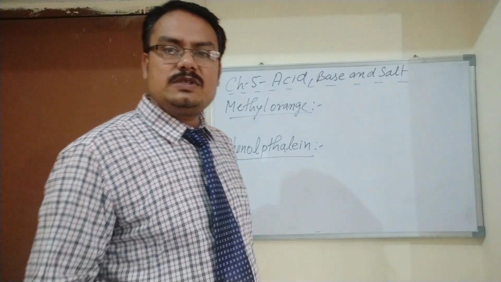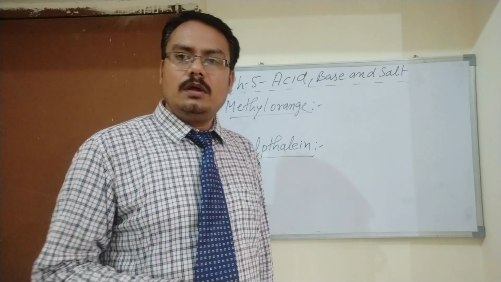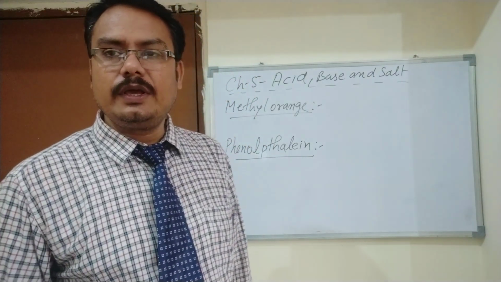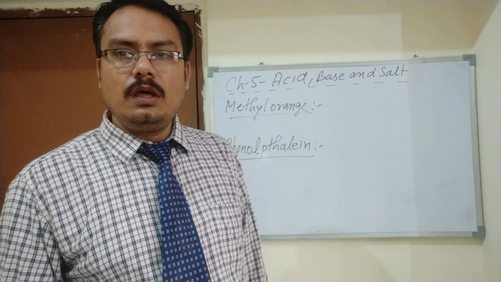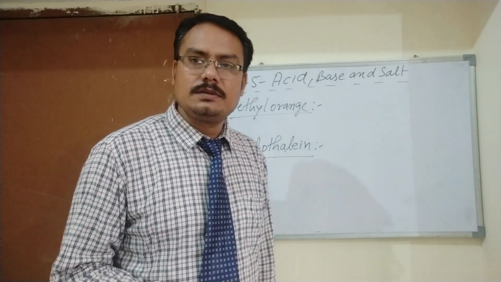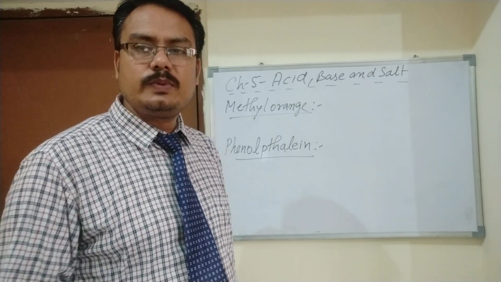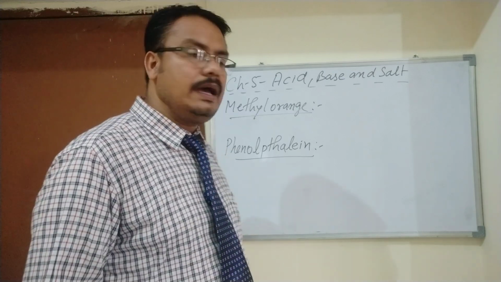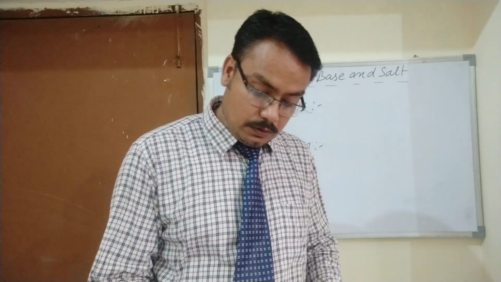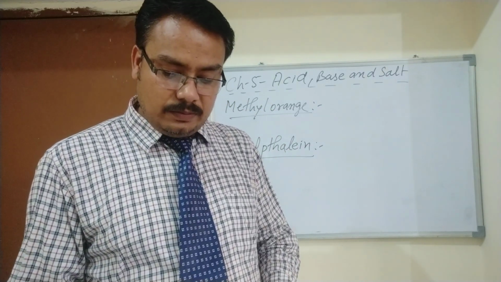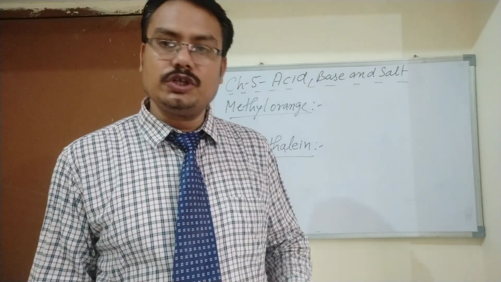In the previous video I explained a few natural indicators made from China rose, turmeric, red cabbage, and lichens. Today I am going to explain some more indicators: methyl orange and phenolphthalein. Methyl orange is another indicator that gives a pinkish red color with an acidic solution.